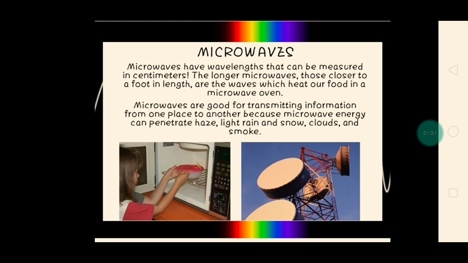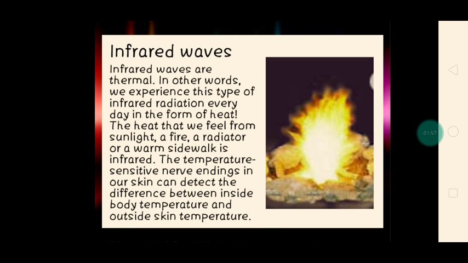Next is microwaves. Microwaves have wavelengths that can be measured in centimeters. The longer microwaves, those closer to a foot in length, are waves which heat our food in the microwave oven. Microwaves are good for transmitting information from one place to another because microwave energy can penetrate haze, light rain and snow, clouds and smoke.